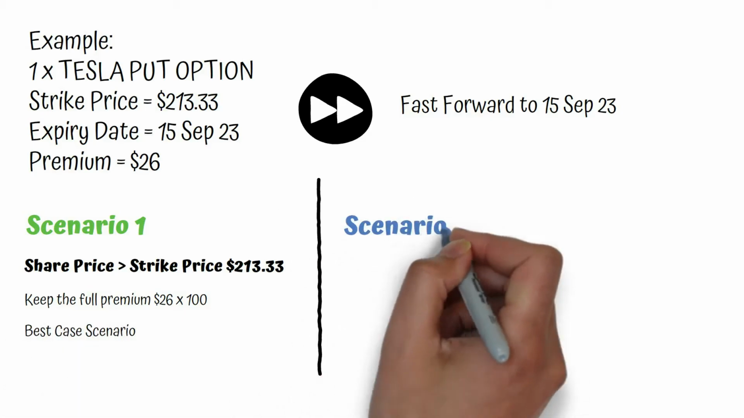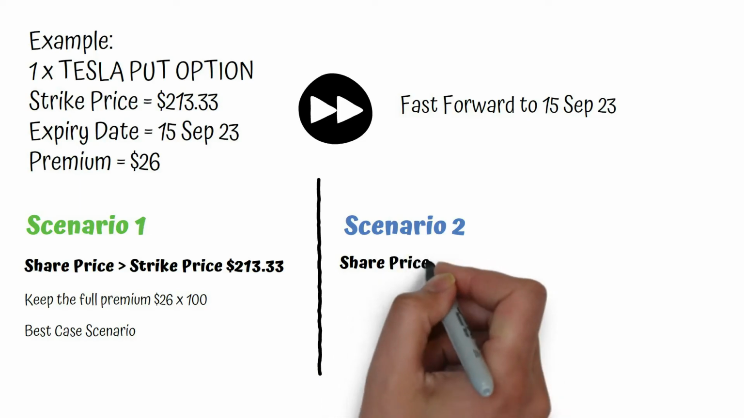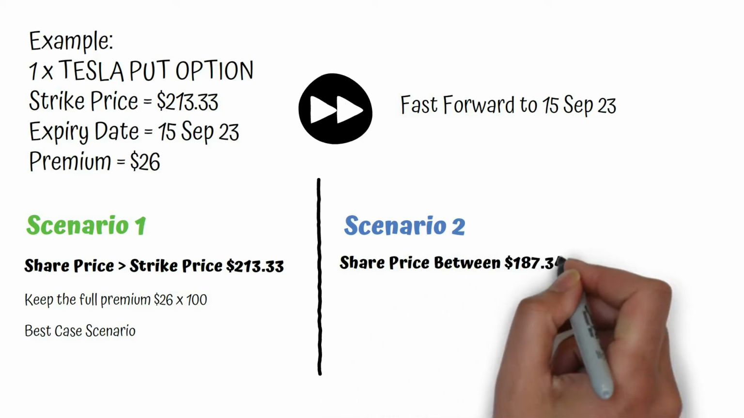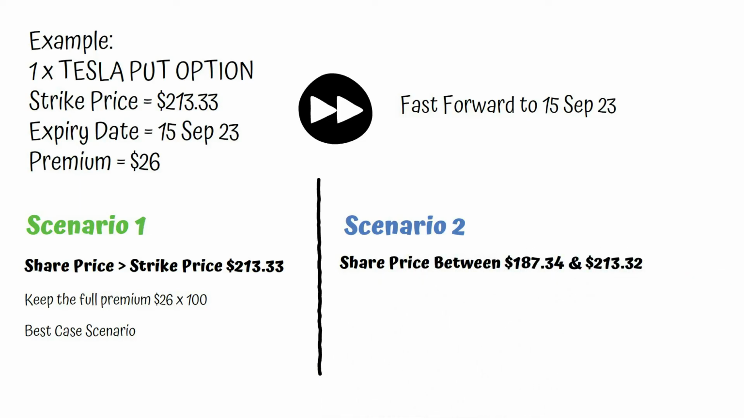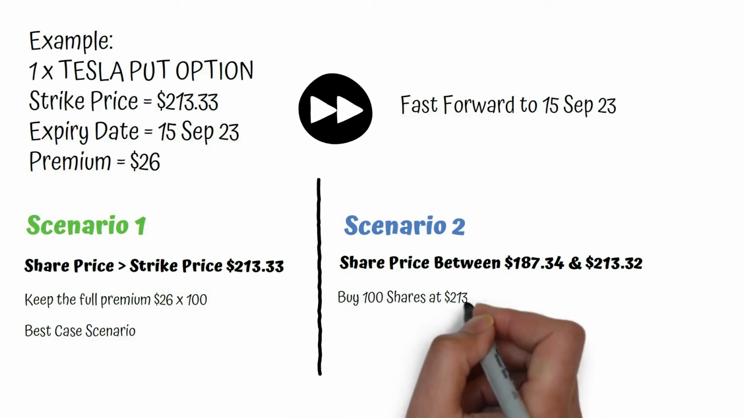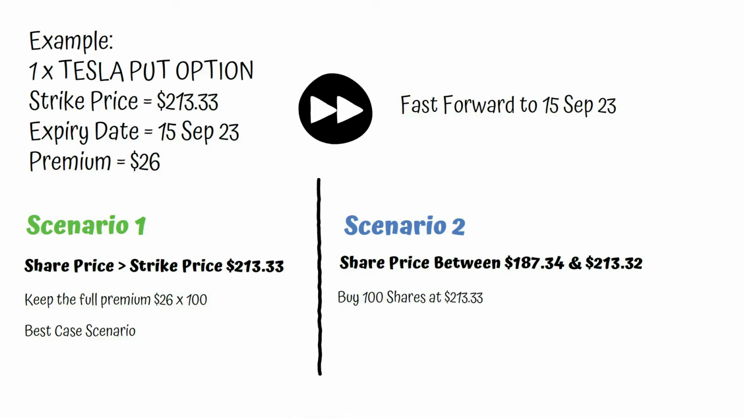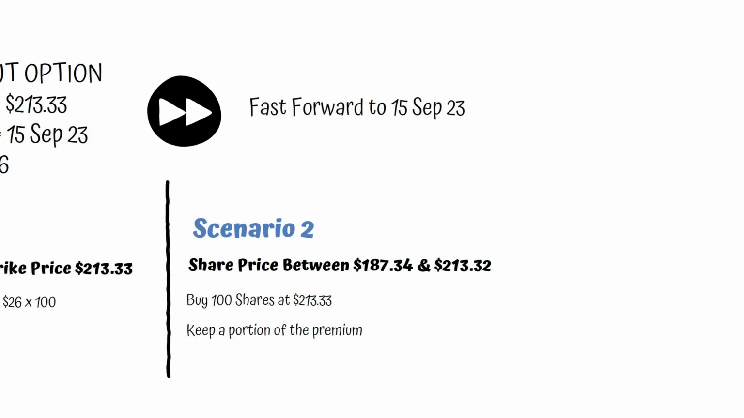Scenario 2. Price at expiry date is greater than the strike price minus the premium, i.e., if Tesla's share price is between $187.34 and $213.32, we will be forced to buy 100 Tesla shares at $213.33 from the buyer. This is still a profitable trade, as the actual cost is less than the premium collected. We can sell all the 100 shares after the expiry date to keep a portion of the premium.